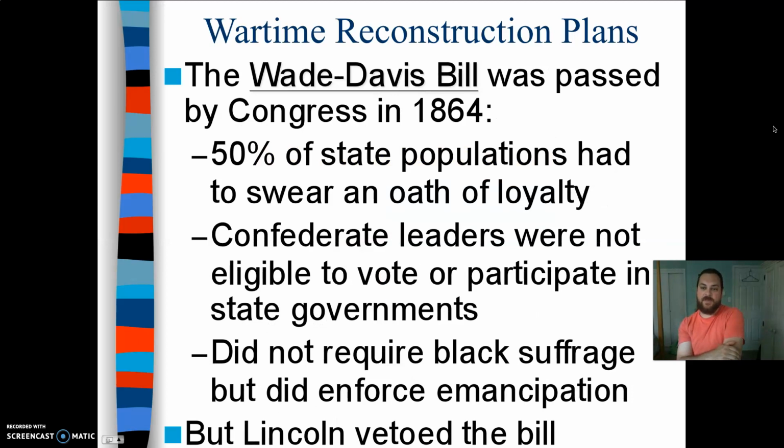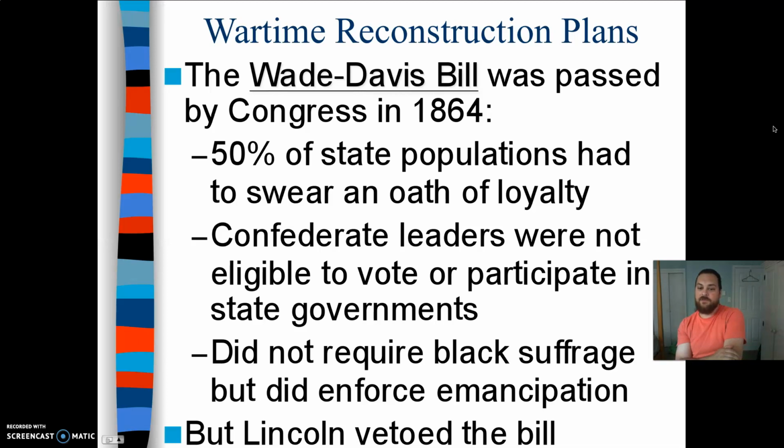So Congress passes this thing called the Wade-Davis Bill, named after its two authors. This was a much, much more stringent readmission plan. They said that 50% of all people had to swear an oath of loyalty. Confederate leaders would not be allowed to vote or participate in state governments, which is pretty strict and actually made a lot of Southerners angry, because the Confederate leadership had been their leadership before the war, too.